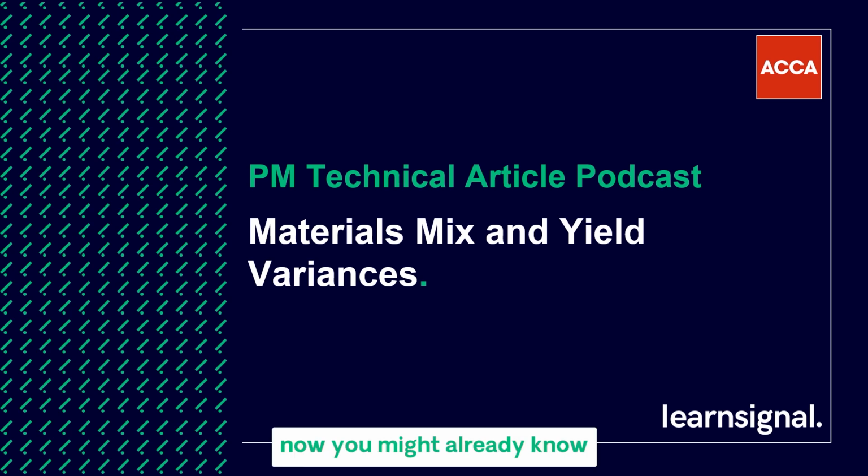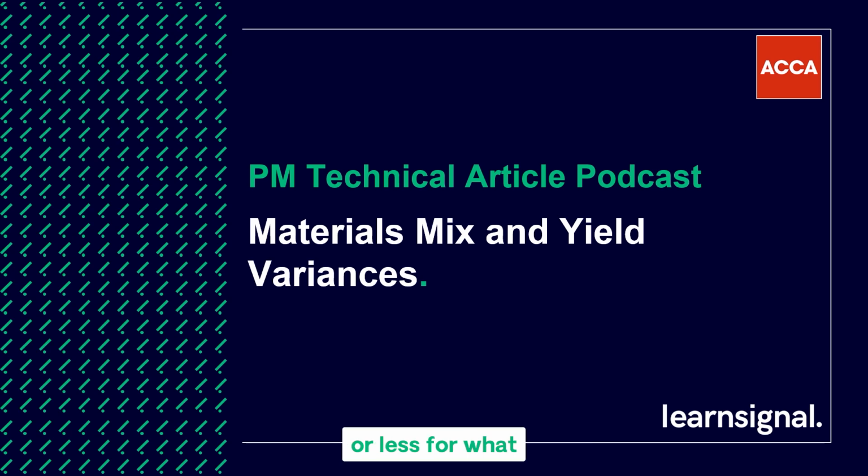Now, you might already know the basic idea of a material usage variance. Pretty standard stuff, right? Yeah. Did the company use more material than planned or less for what they actually produced? Simple enough. But where does it get really insightful? What's that next layer we need to peel back?